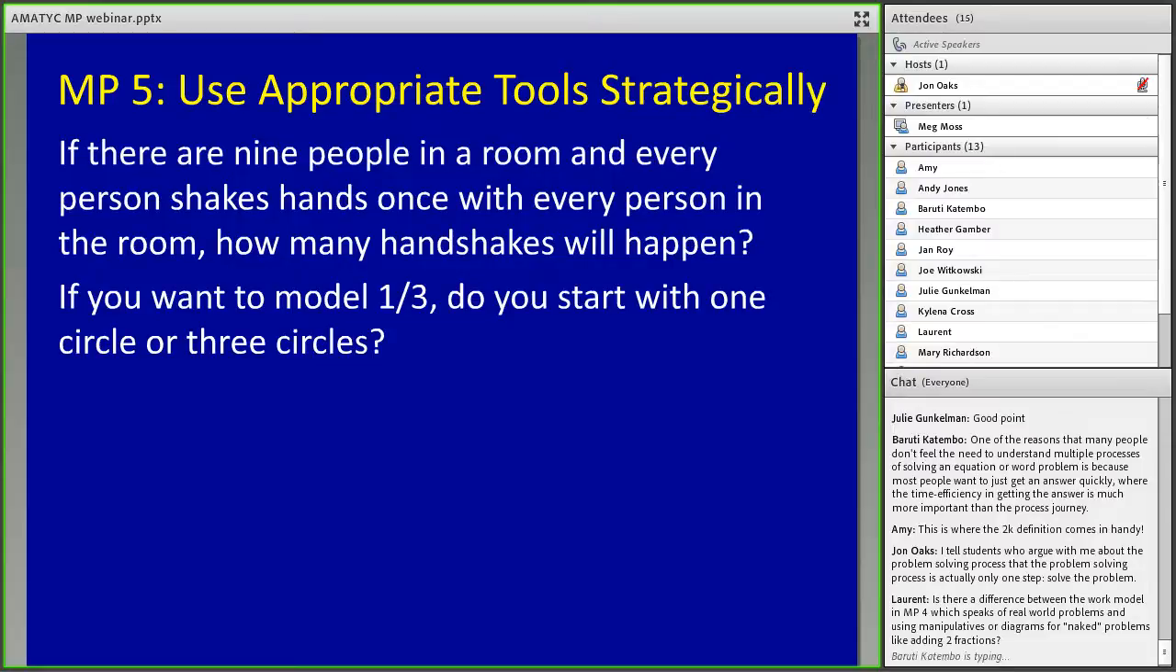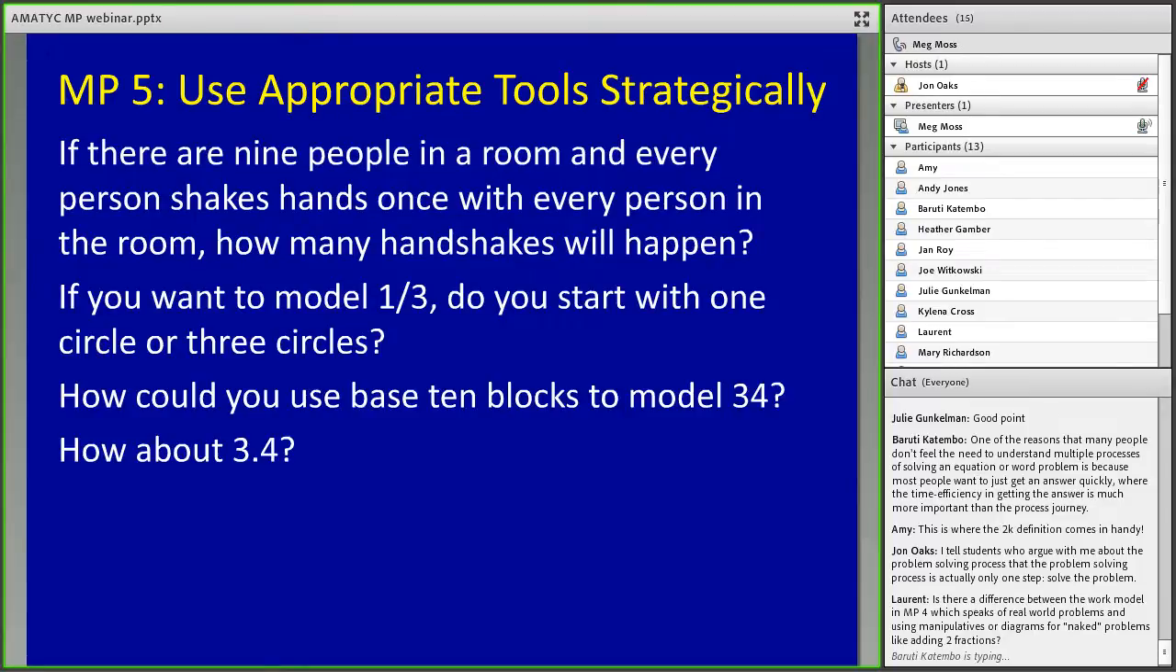Okay. This is another great problem, this classic handshake problem, right? And I've seen students get 9 people together and say, okay, you shake hands with everybody. Now you shake hands with everybody. Or they might pull out pictures of people and draw pictures of them shaking hands. It's a great one. And is this a real world problem? Probably not, but it's a great one to model.